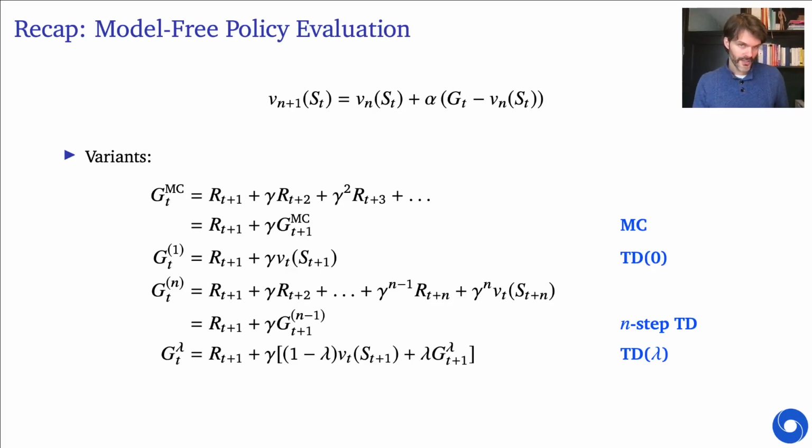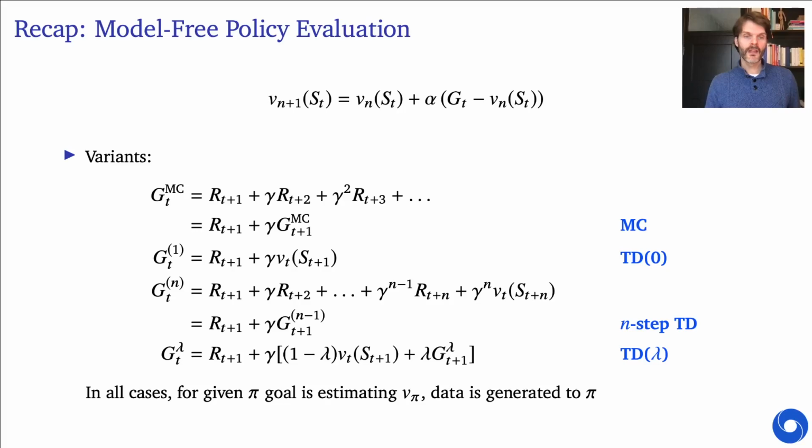So this is just to recap that there are different mechanisms you could use to do model-free policy evaluation. And in each of these cases, the goal was, as in the previous lecture, to estimate the value of the current policy. So there's some policy pi that is used to generate these transitions, to generate the behavior, and we're just estimating the value of that policy.